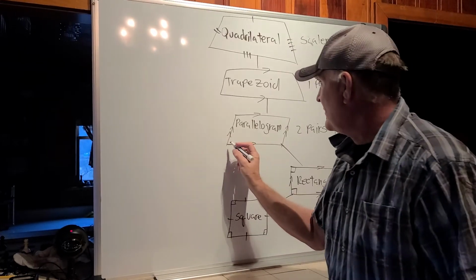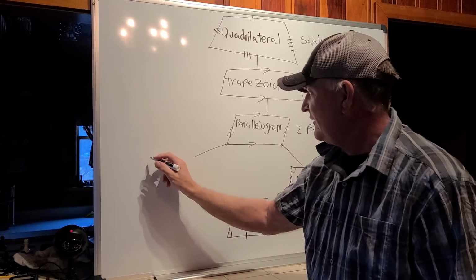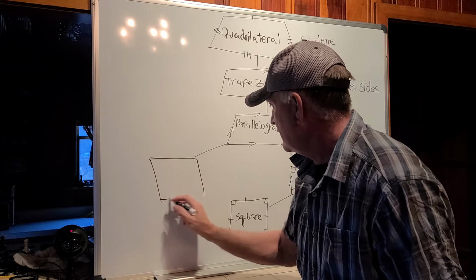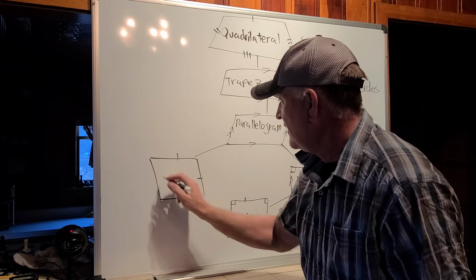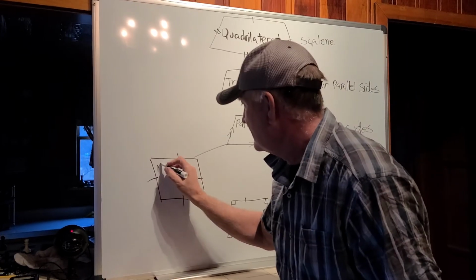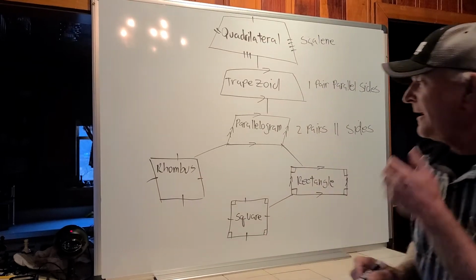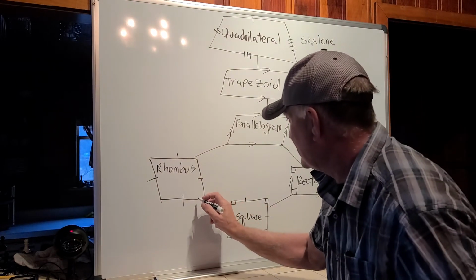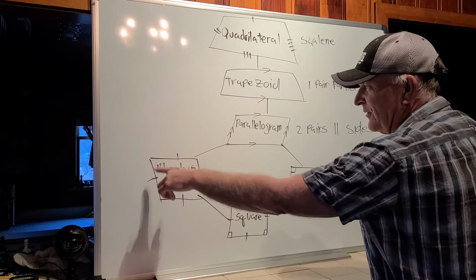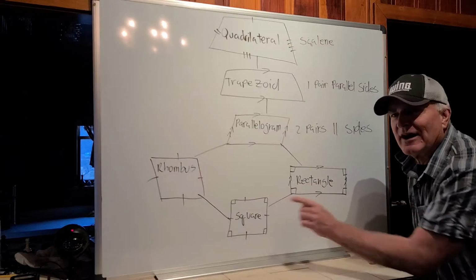And then from a parallelogram, I can also make a rhombus, which is a four-sided figure with all sides equal. Okay? And the rhombus is also related to the square. It's four sides equal. And then this one has four sides equal and four right angles.